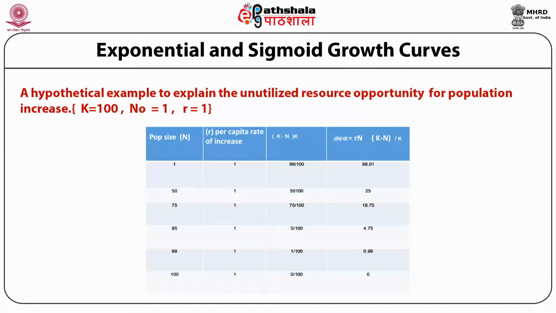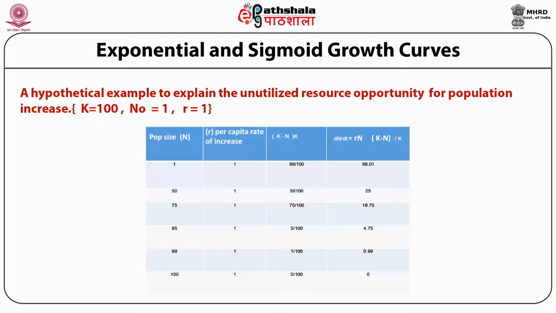We start with a population of one individual and the rate of growth is equal to 1. As you can visualize in this figure, to begin with, the population growth rate when all the niche is vacant is very high, and the population growth rate as calculated from the logistic equation is 98.01. When the population density or size increases to N equal to 50, the rate decreases to 25, and as it approaches near the carrying capacity, it declines to very little, nearly 0.1% rate of increase.